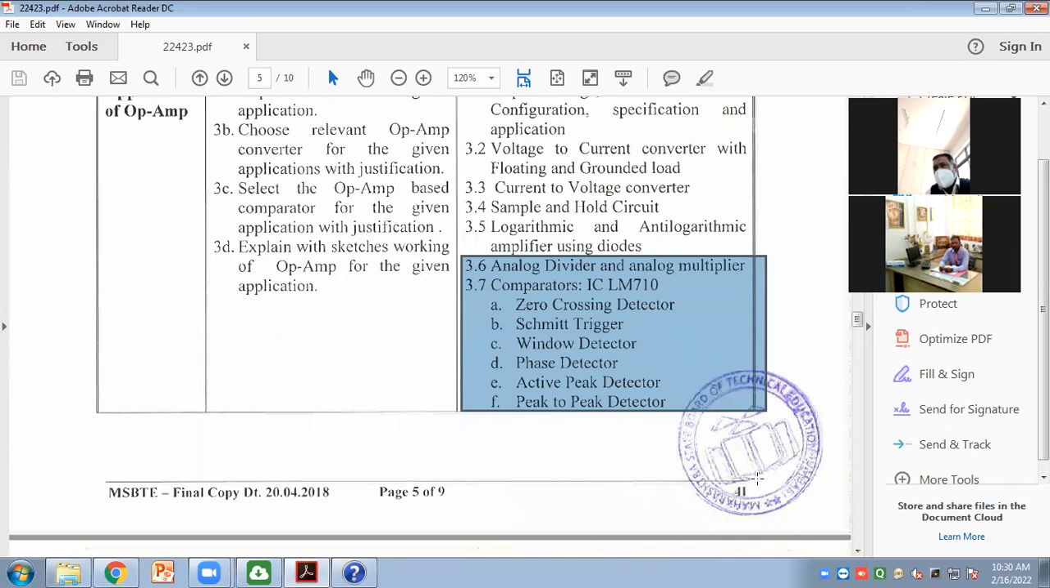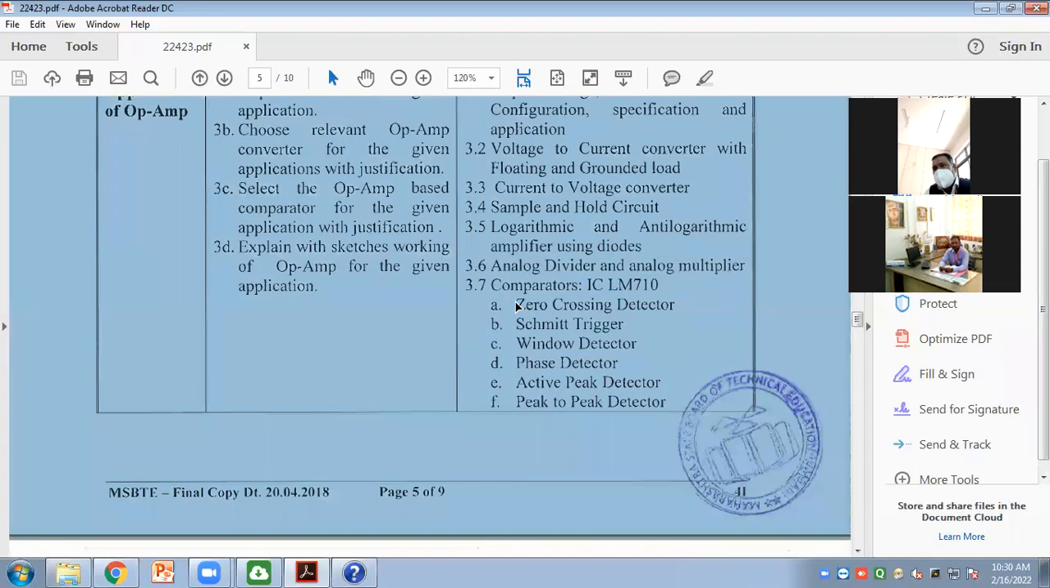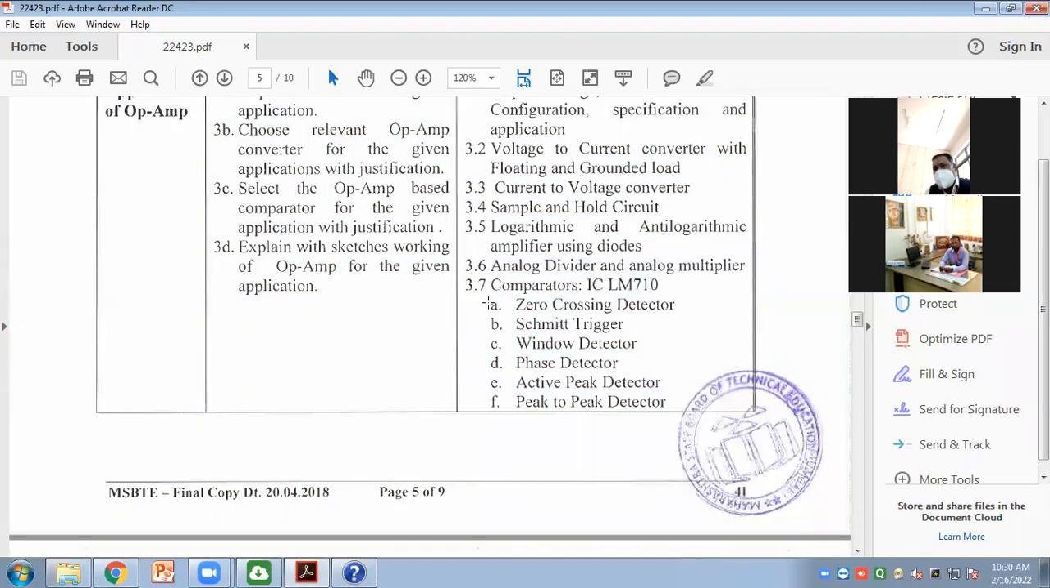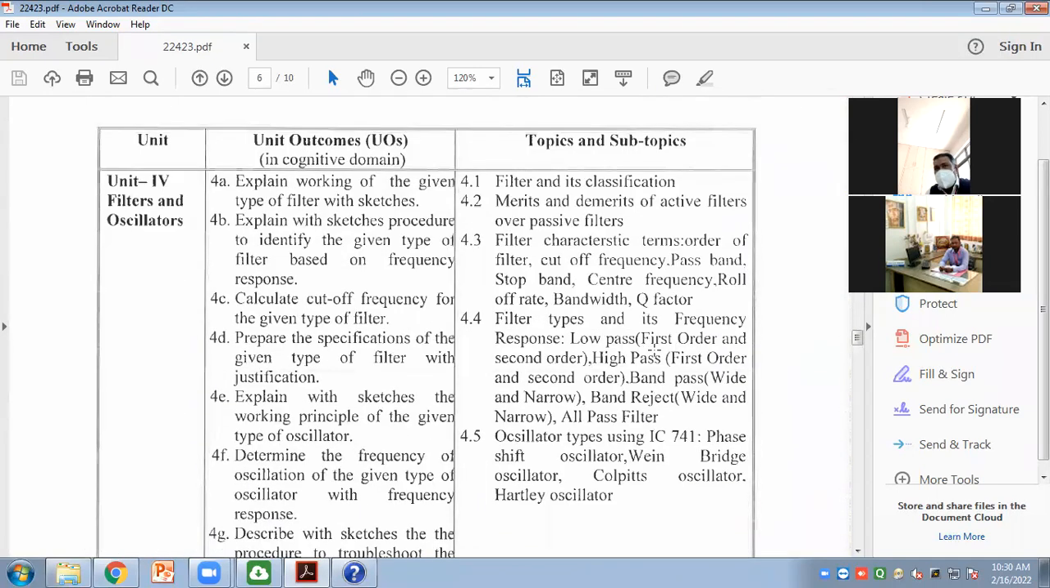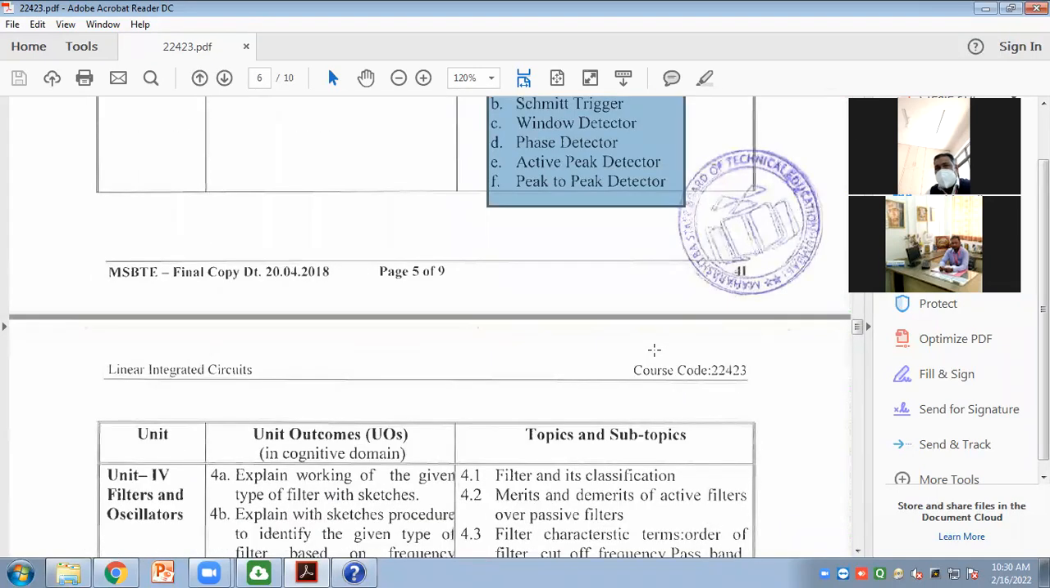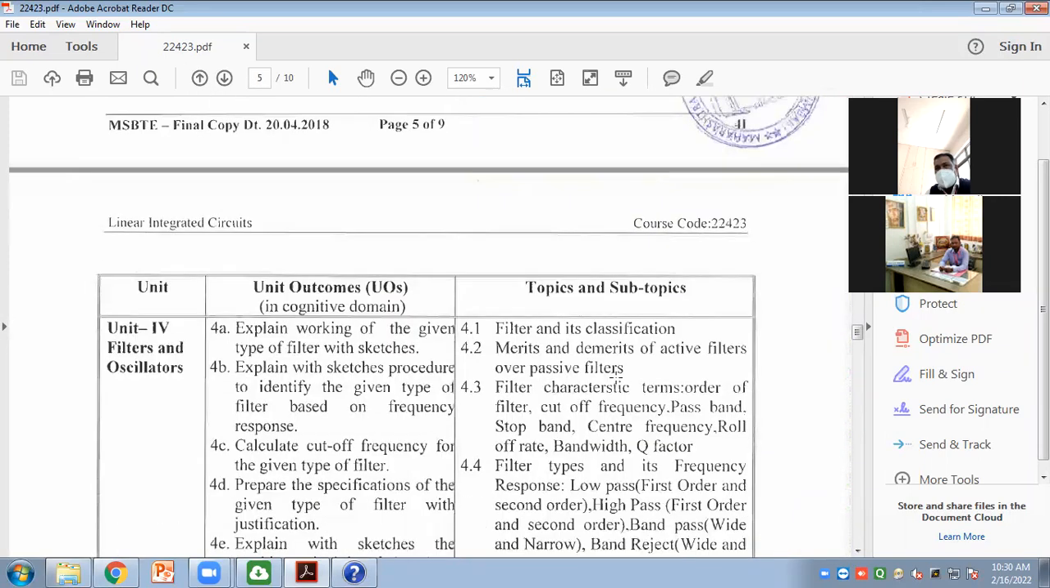Then under comparator IC LM710, we are going to see different small circuits: the zero crossing detector, Schmitt trigger, window detector, phase detector, active peak detector, and peak to peak detector. So these are the different things learned under the comparator topic, meaning we are able to compare two signals. So this is the third chapter.